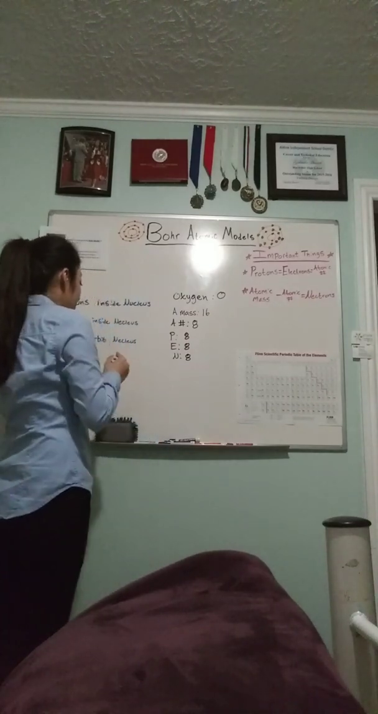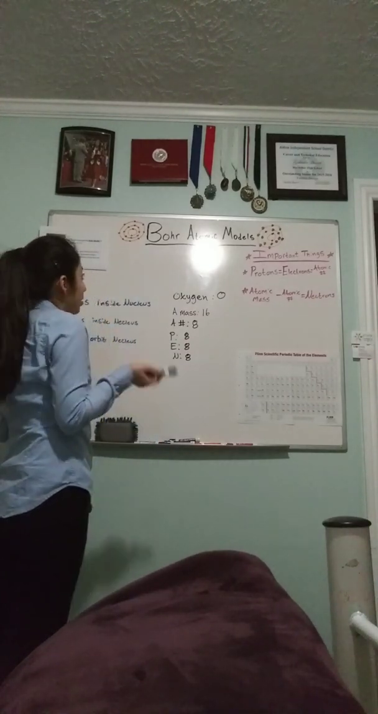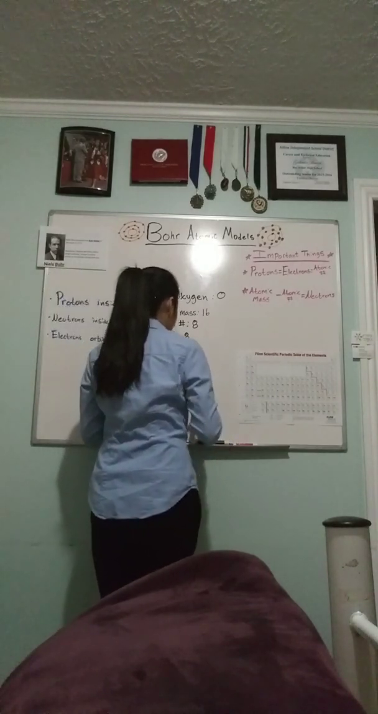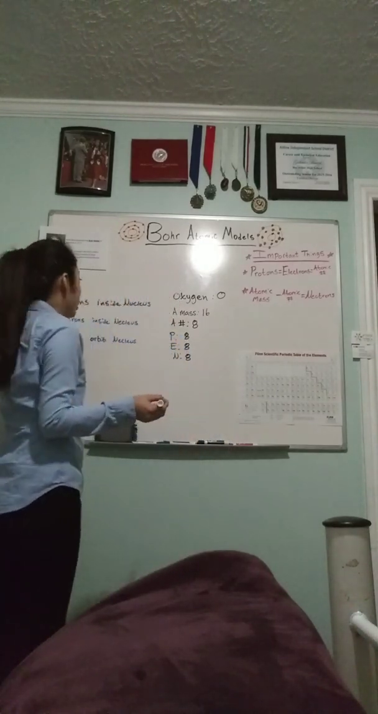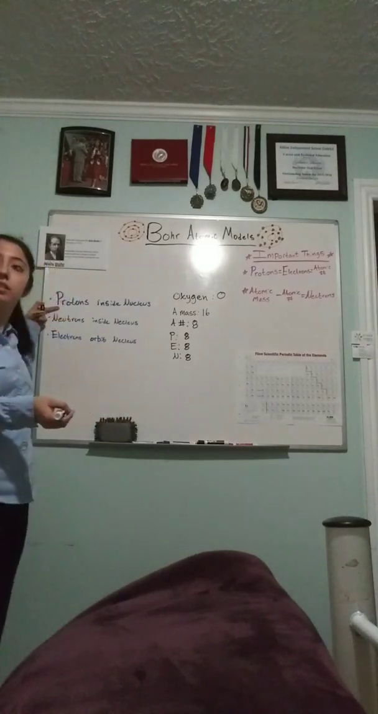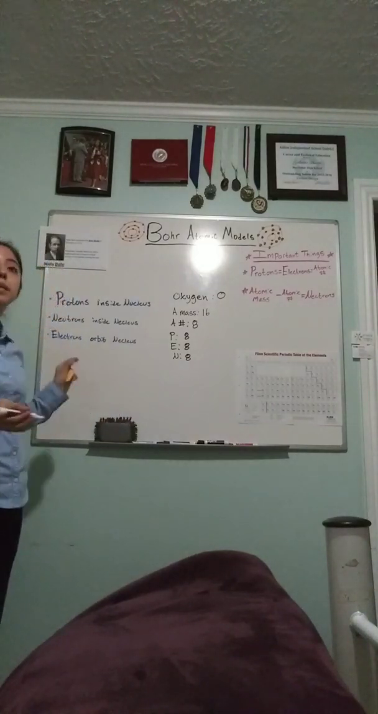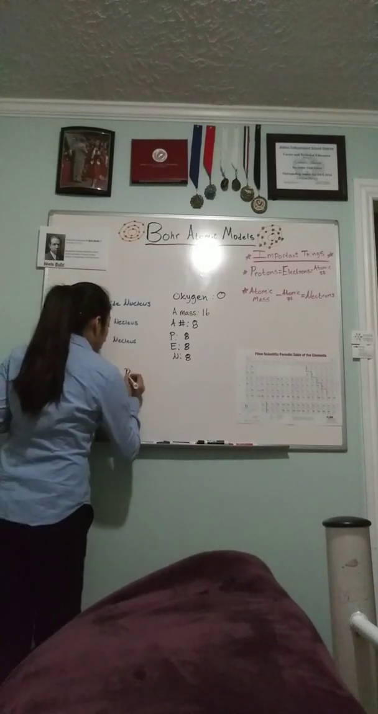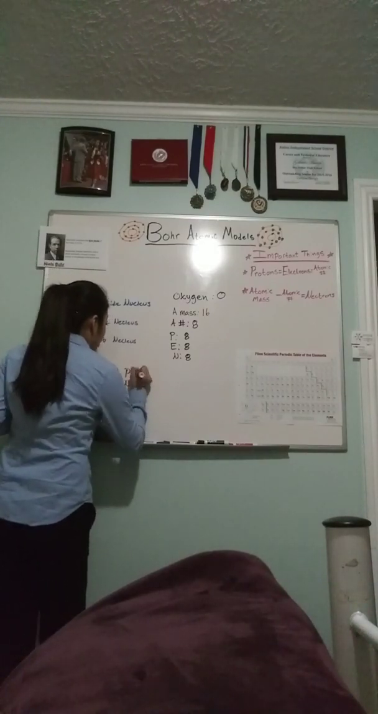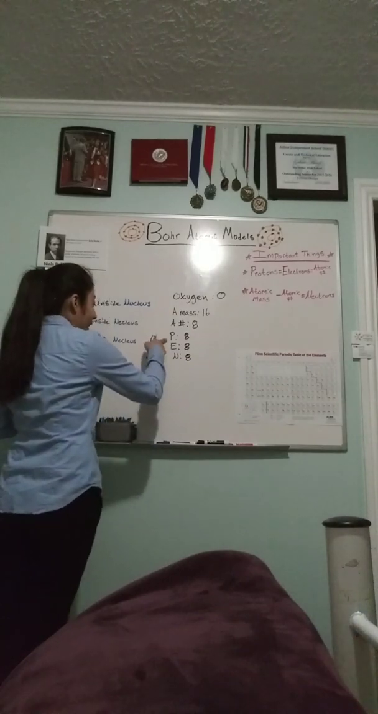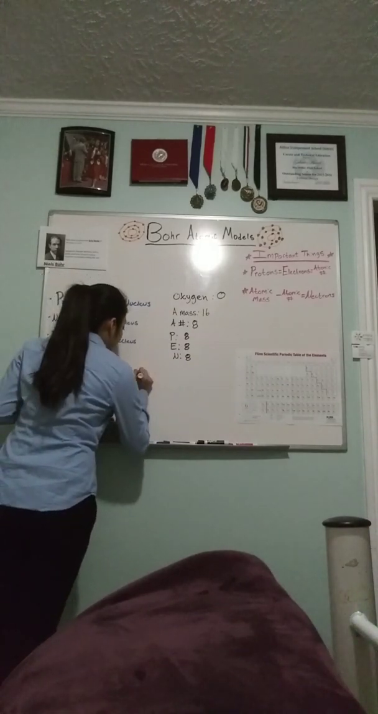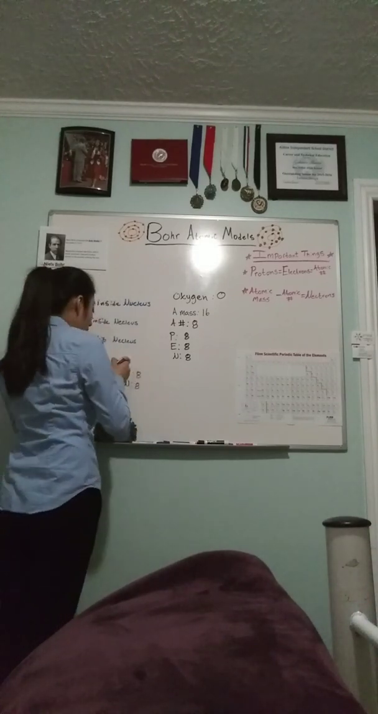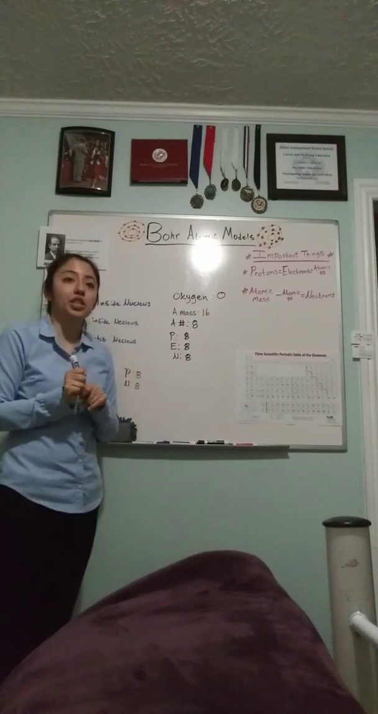Now let's look at how to draw the atomic model for Bohr. Remember that we talked about protons and neutrons being inside the nucleus. So we're going to put P for protons, N for neutrons. We found out that protons there's 8, neutrons there's 8. Now we're going to draw the energy levels.